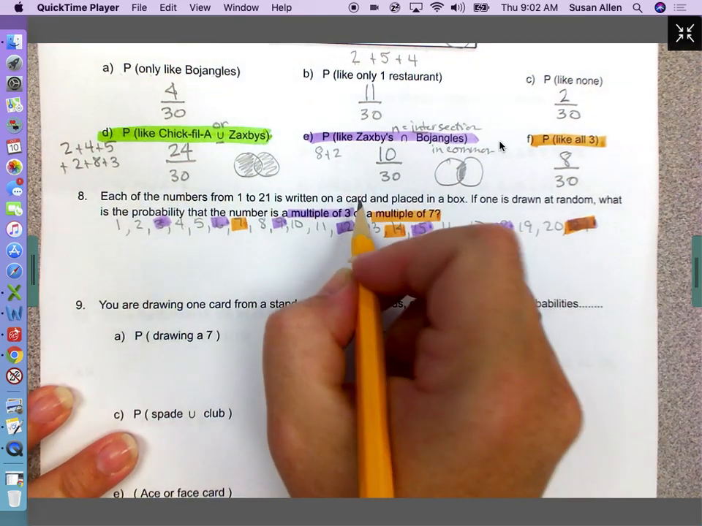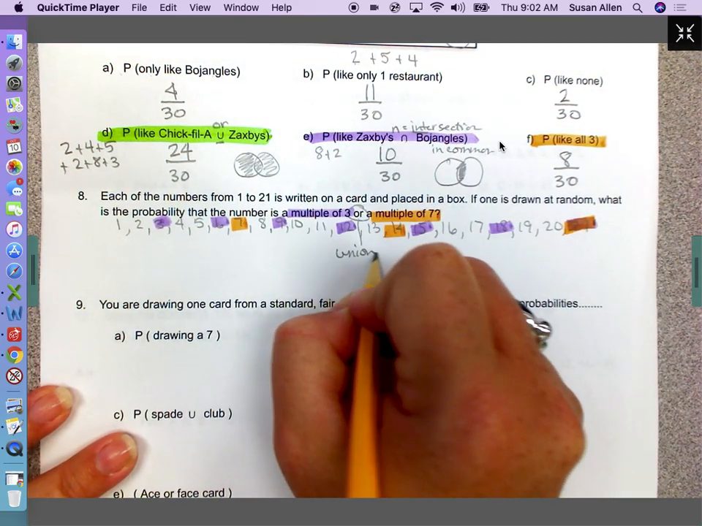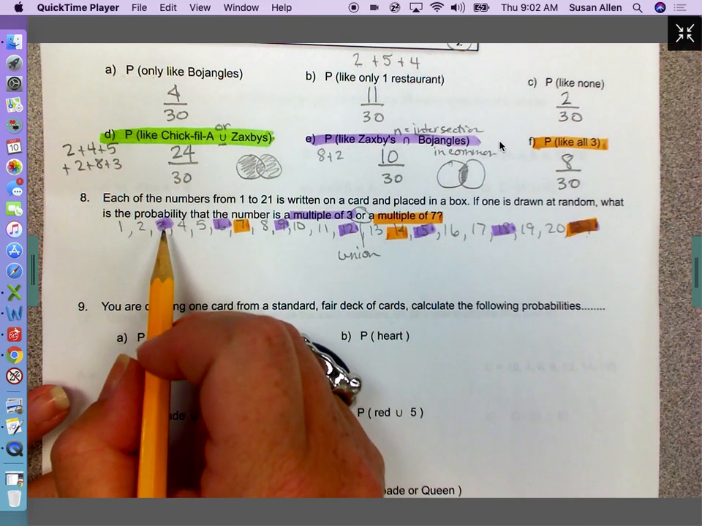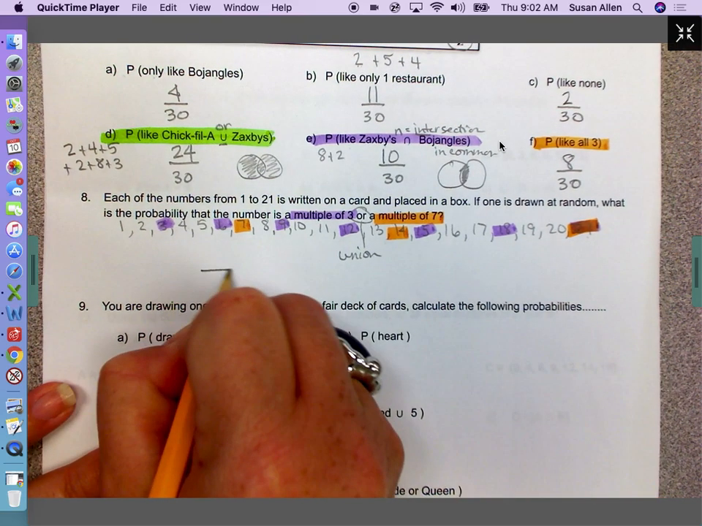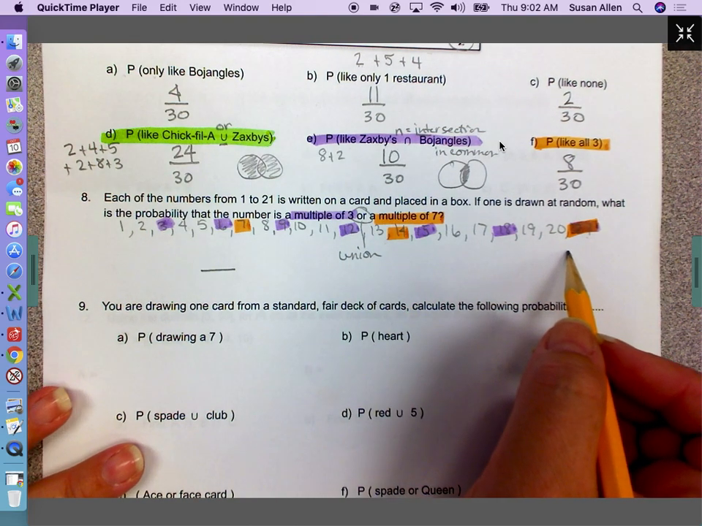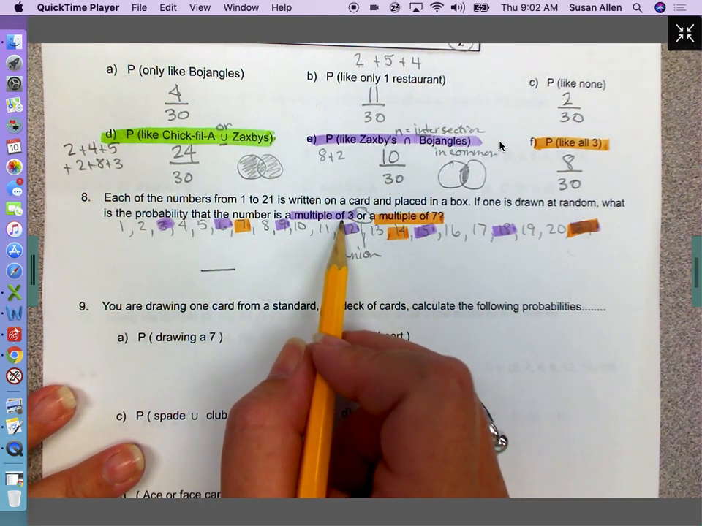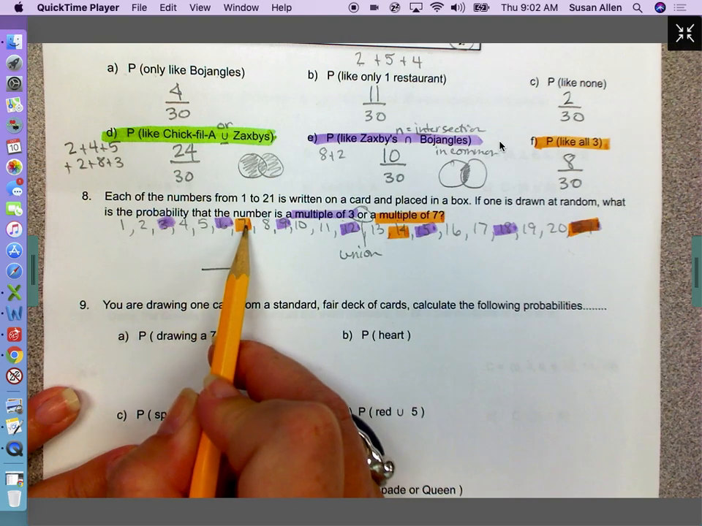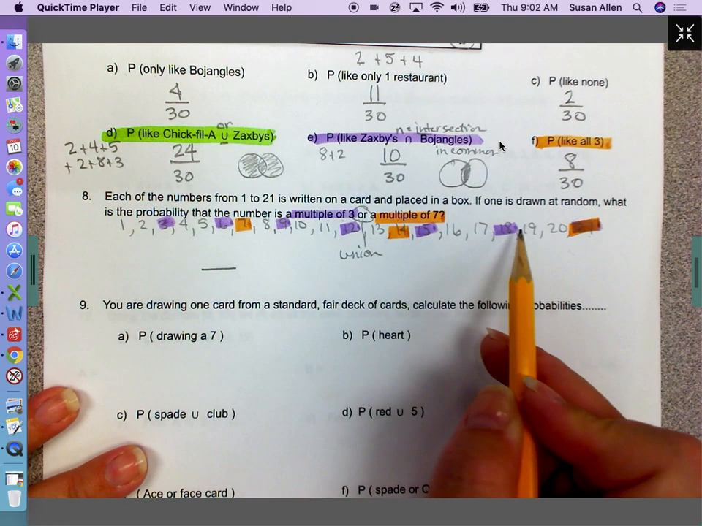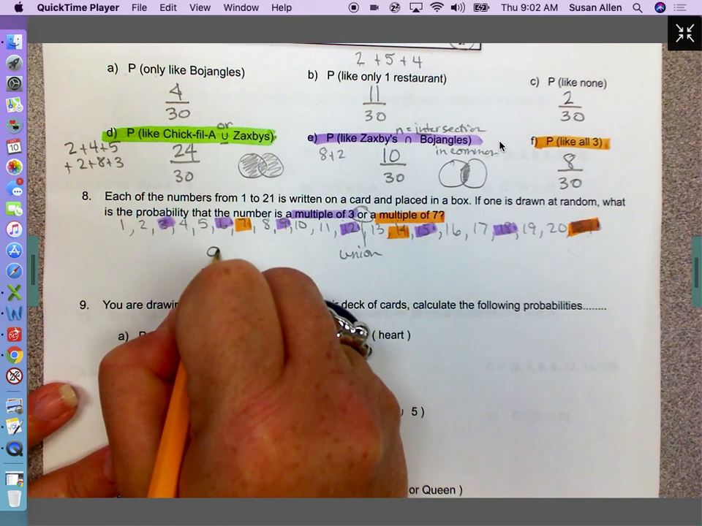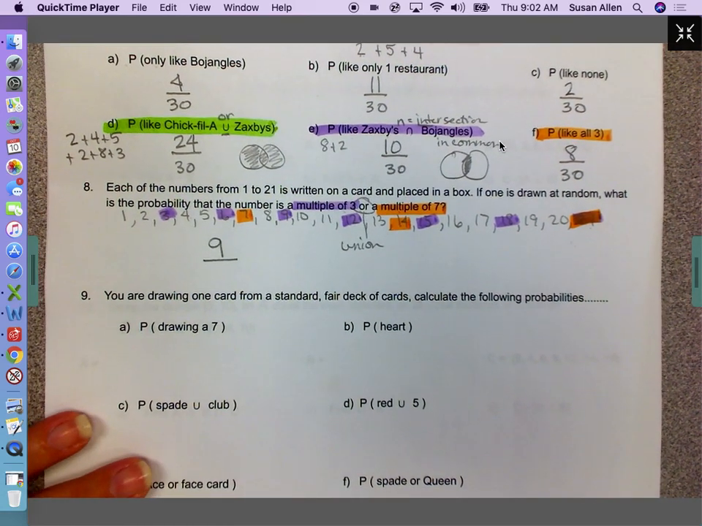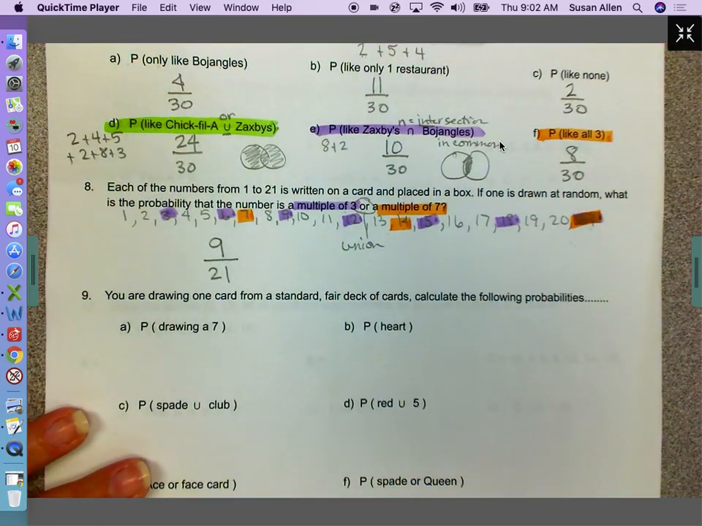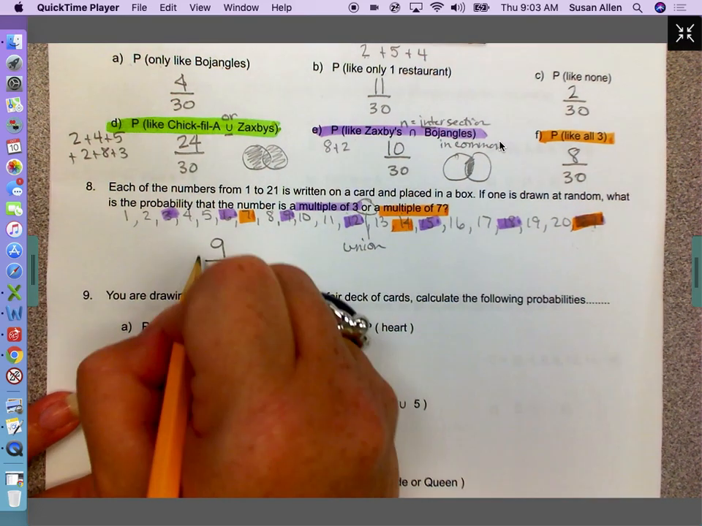So think about what OR means. OR is a union, so that means I need to combine or unite all of these elements. So if I were to unite them all and I'm asked the probability, how many do I have? What is the desired outcome? It is any number that is a multiple of 3 or a multiple of 7. So how many are there? 1, 2, 3, 4, 5, 6, 7, 8, 9. There are 9 numbers that are multiples of 3 or multiples of 7 out of how many different numbers? 21. So that's my answer, 9 out of 21.